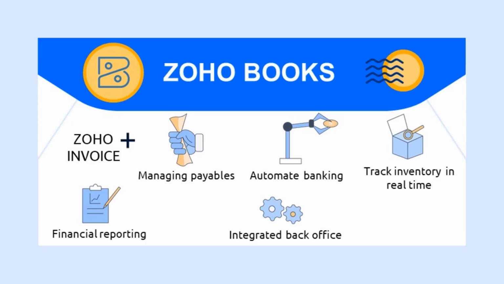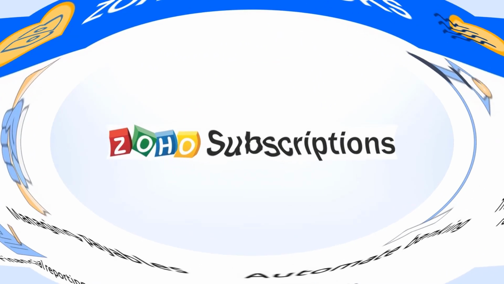So apart from the invoicing, you can manage your payables. As you know, Zoho Invoice already was handling receivables. So apart from that, we can handle payables. We can have automated banking. You can track your inventory also within this. You can have an integrated back office here. You have financial reporting, which is completely available in this. So these are some of the features that Zoho Books is offering.